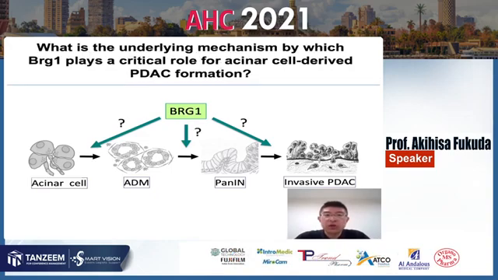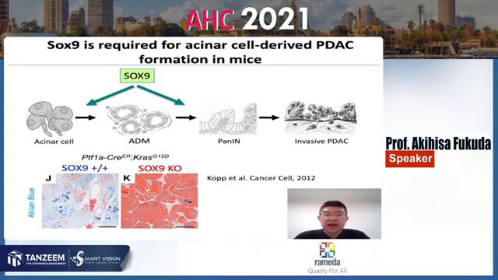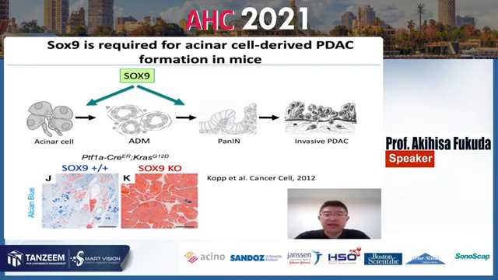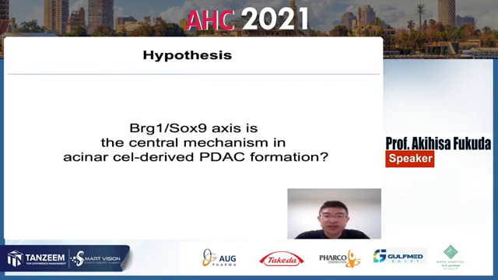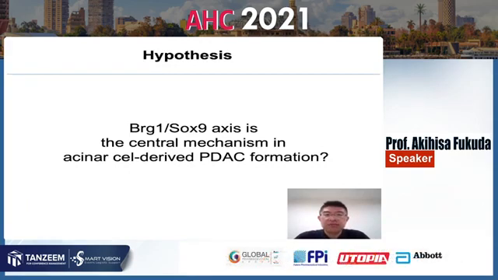The next question is, what is the underlying molecular mechanism? SOX9 has been shown to be a critical factor for ADM and PanIN formation. Acinar cell-specific SOX9 knockout significantly suppresses ADM and PanIN formation in mice. This is the same phenotype as BRG1 knockout mice. So we hypothesize that BRG1 positively regulates SOX9 expression and that the BRG1-SOX9 axis is the central mechanism in acinar cell-derived PDAC formation.